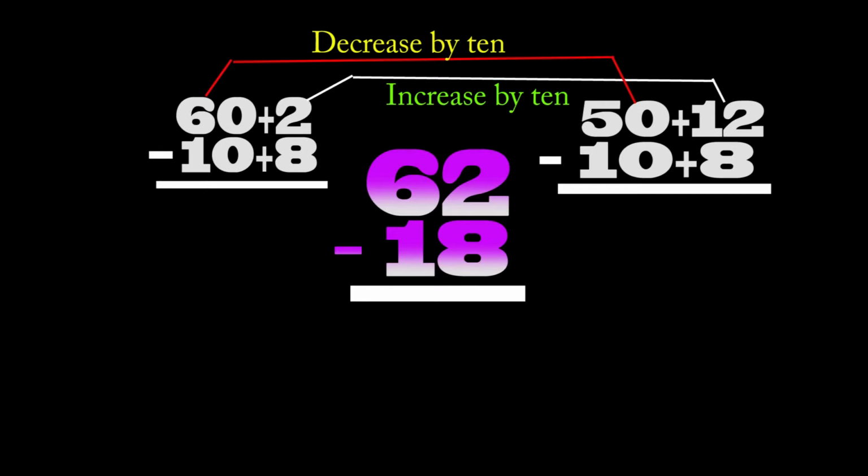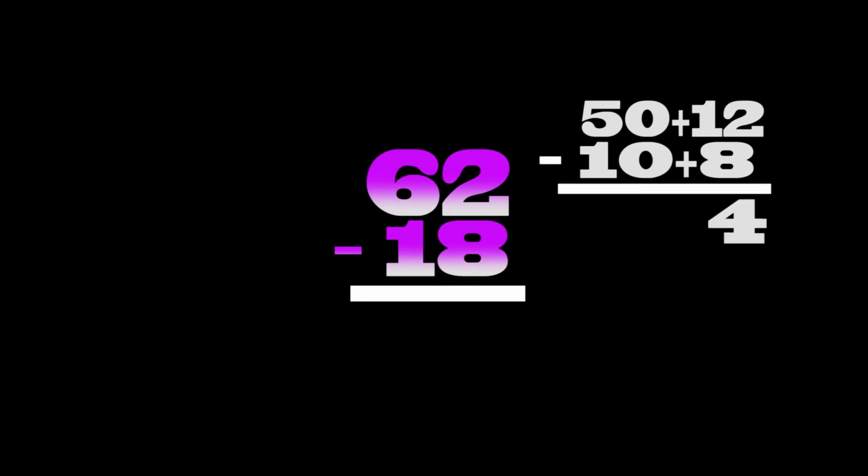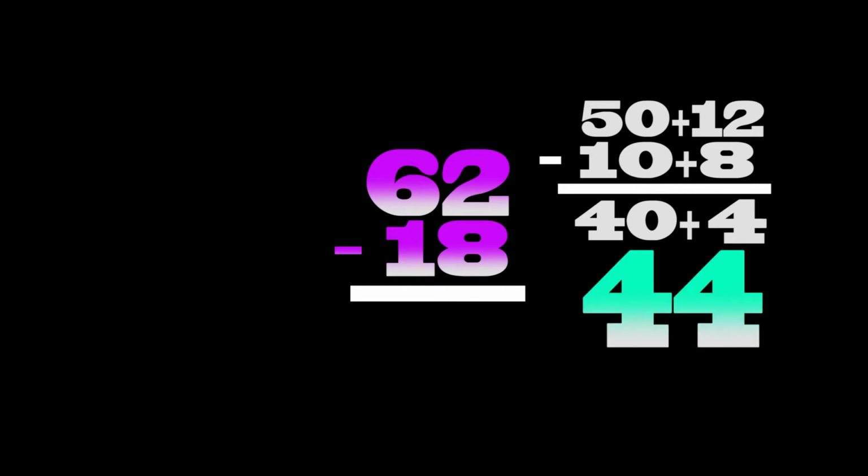And 12 minus 8 equals 4. And 50 minus 10 equals 40. When we put our decomposed number back together, we see the difference of 62 and 18 is 44. Let's look at that same process of regrouping in picture form.